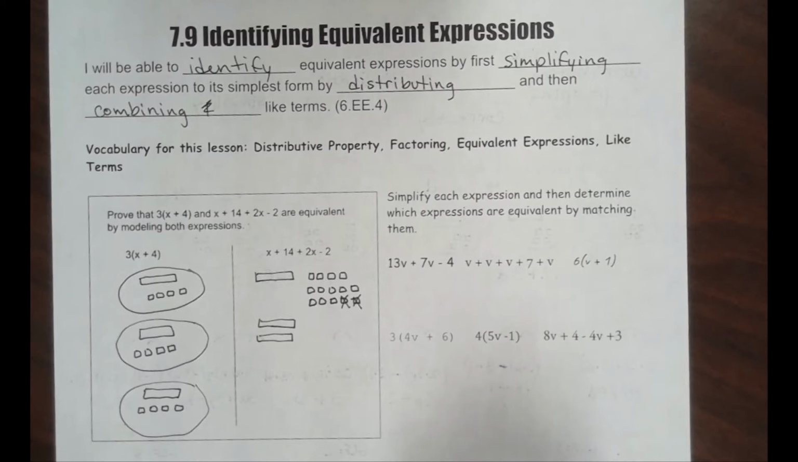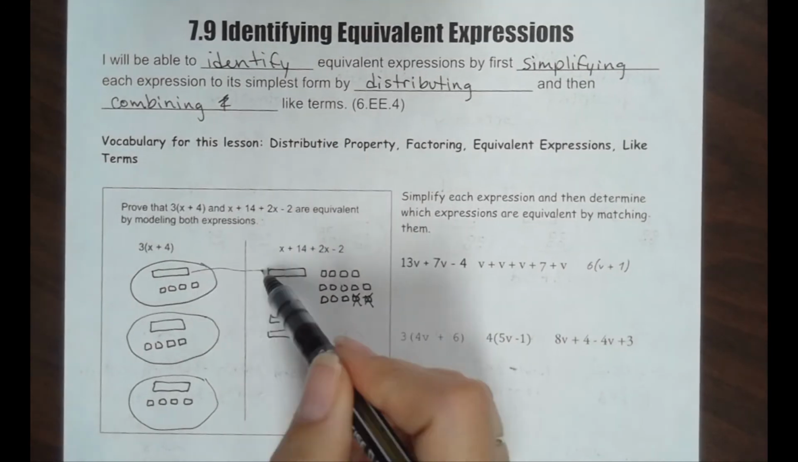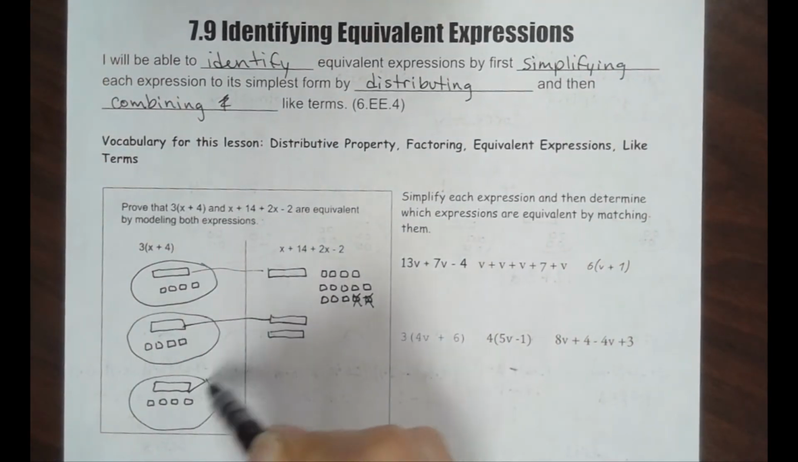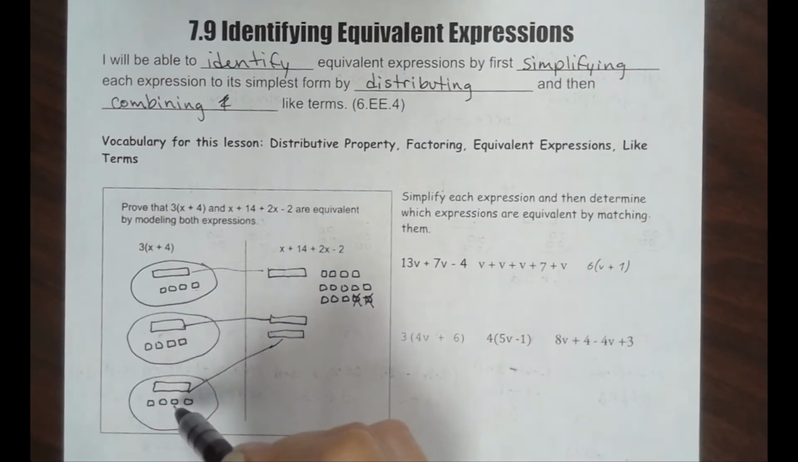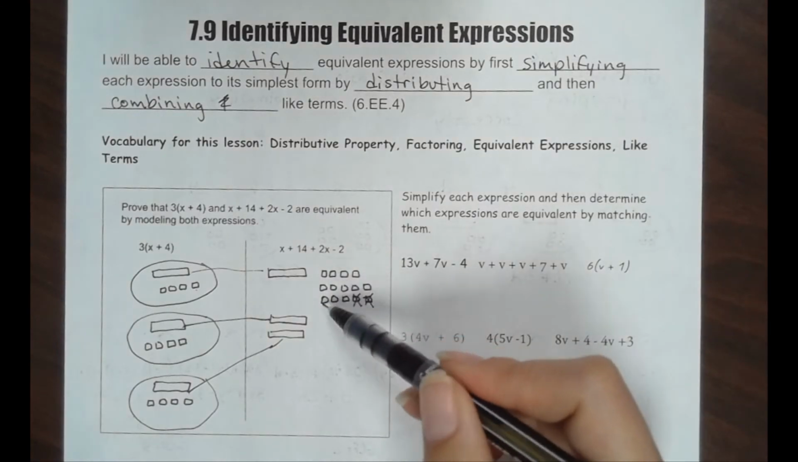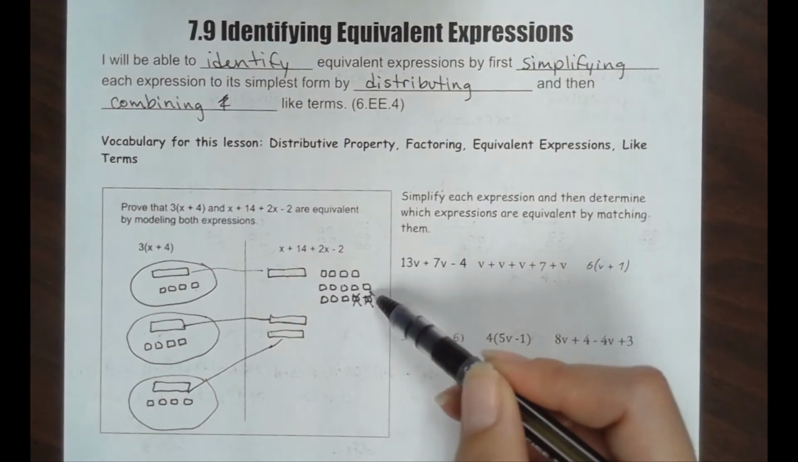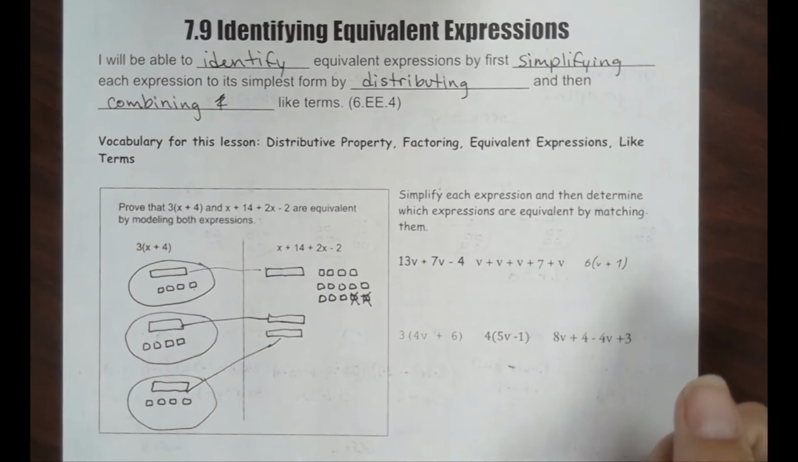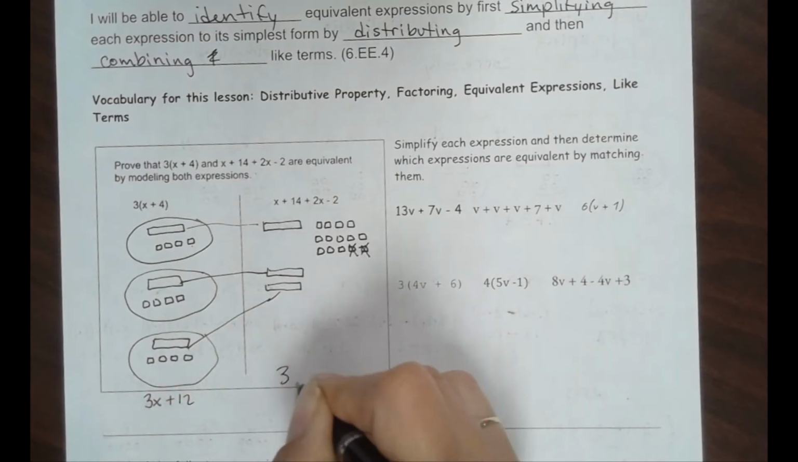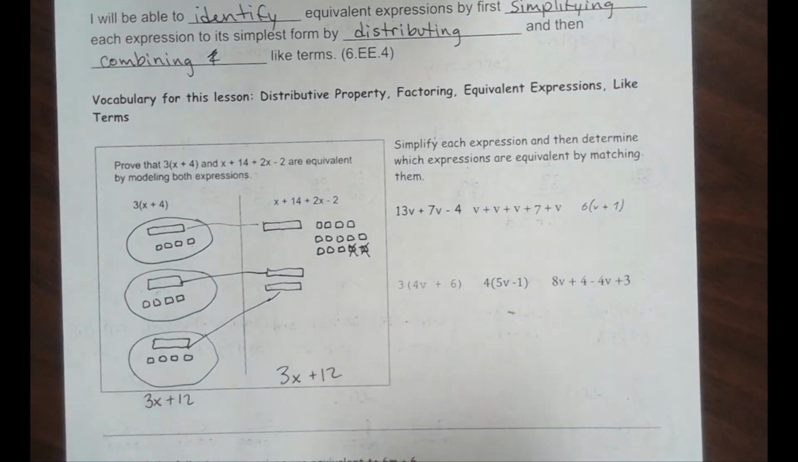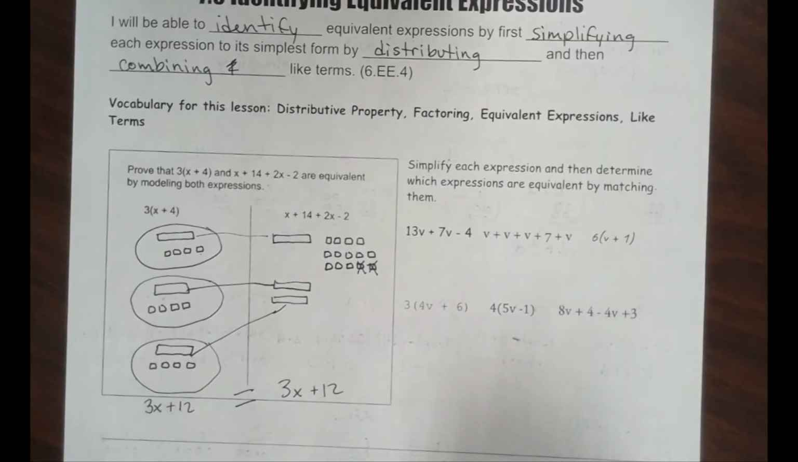But it says prove that they are equivalent. How can I prove that they are equivalent? Well, in here I have an x for an x, an x for an x, and an x for an x. Here I have 12 ones. Here I have 12 ones. So this simplifies to 3 x's and 12 ones. This one also simplifies to 3 x's and 12 ones. So because of that, we know that they are equal to each other. We might have taken different paths to get there, but they are equal.